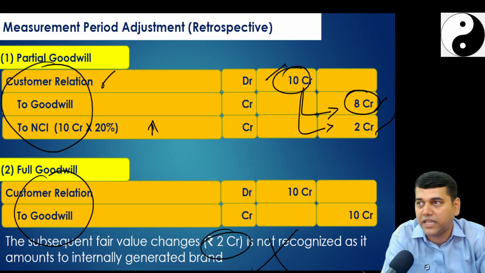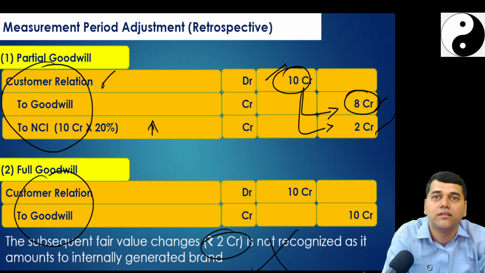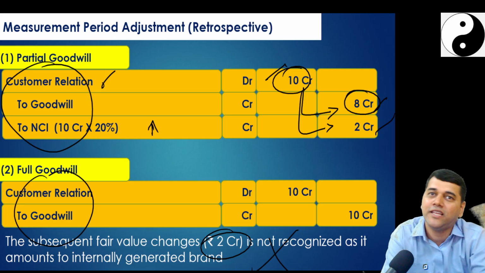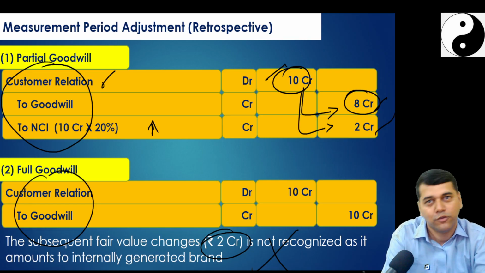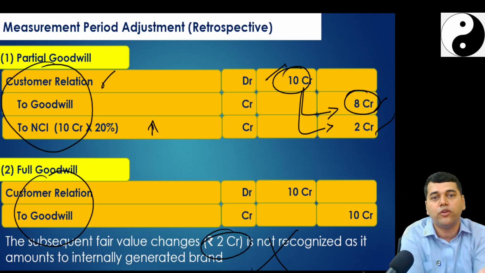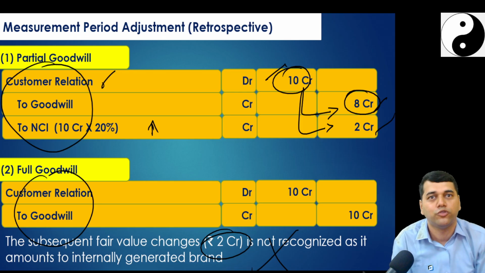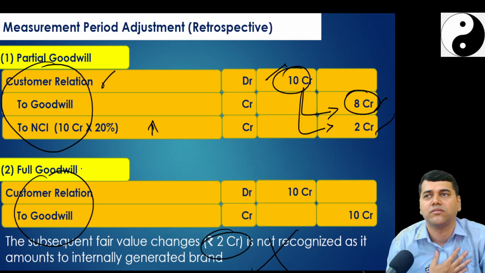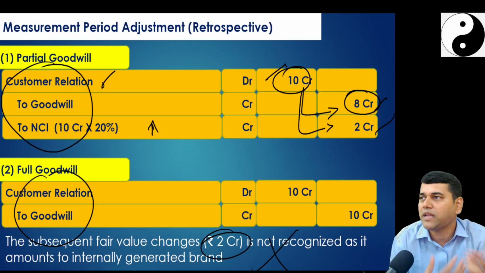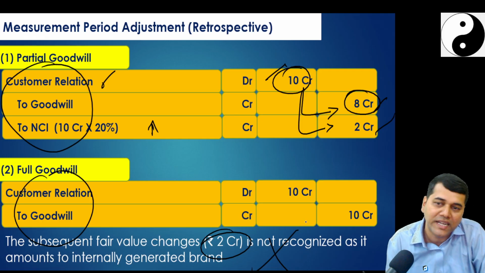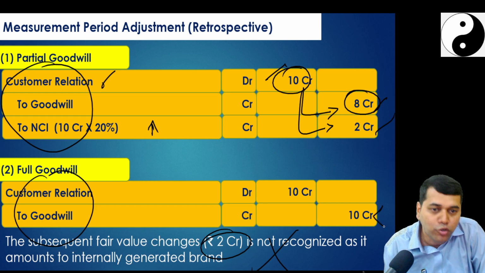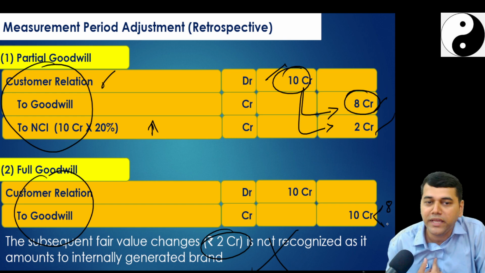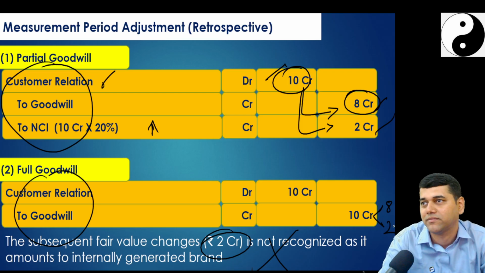Will they keep quiet? They will sit on my head. One day or the other, they will also come to know. So they will come running, sir, what's this? You have valued us less. You should have valued us more. If it is a full goodwill method, they don't have any choice, because I am valuing them based on the fair value. So the entire amount will go to goodwill, which has 2 portions: 8 belongs to me, 2 belongs to NCI.